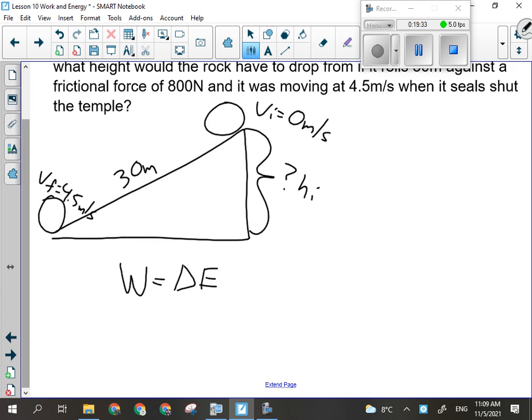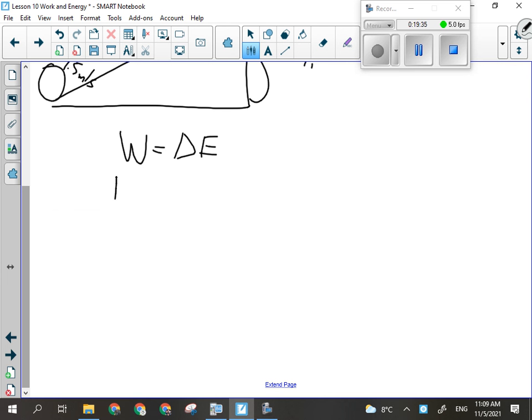Now we want to expand this out a little bit. The work is being done by friction. So that'll be force of friction times distance, and that force of friction will need to be negative so that I get a reduction in my mechanical energy. All right, that's going to equal my final mechanical energy minus my initial mechanical energy.